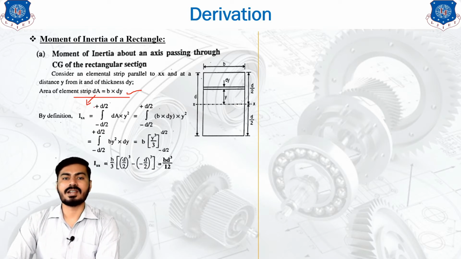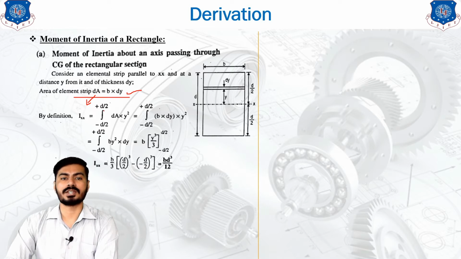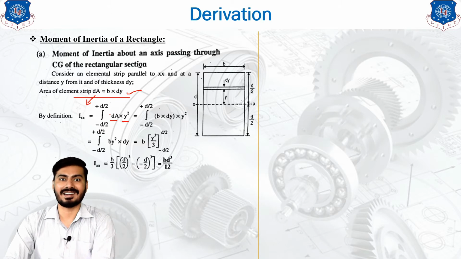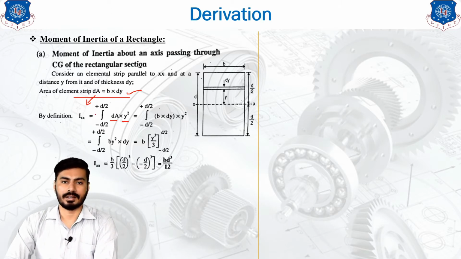Now our intention is to find out the moment of inertia about the x-axis. So what is the basic formula to find out the moment of inertia? That is nothing but area into distance squared. But our intention is to find out the whole moment of inertia of the whole rectangle. So what we are going to do is integration about that particular axis for the limits minus d by 2 to plus d by 2.